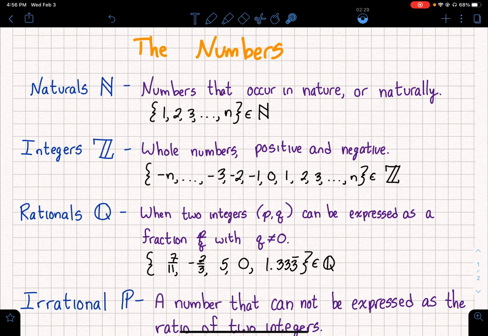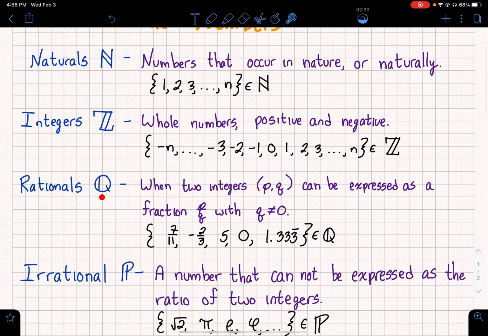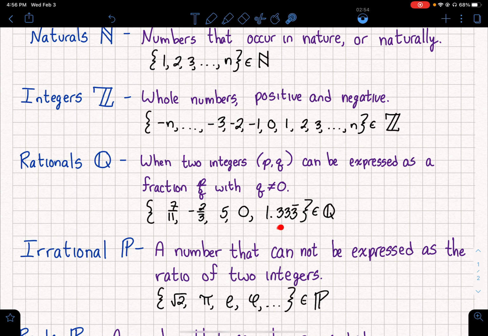Expanding our definition of numbers even further, we now get to the rationals, which is this symbol Q here. No idea why it's a Q. But a rational number is defined as two integers, which we typically denote P and Q, that can be expressed as a fraction P over Q with Q not equal to 0. As we all know, can't divide by 0. So here are some examples of some rational numbers. This is not all of them, but a handful.